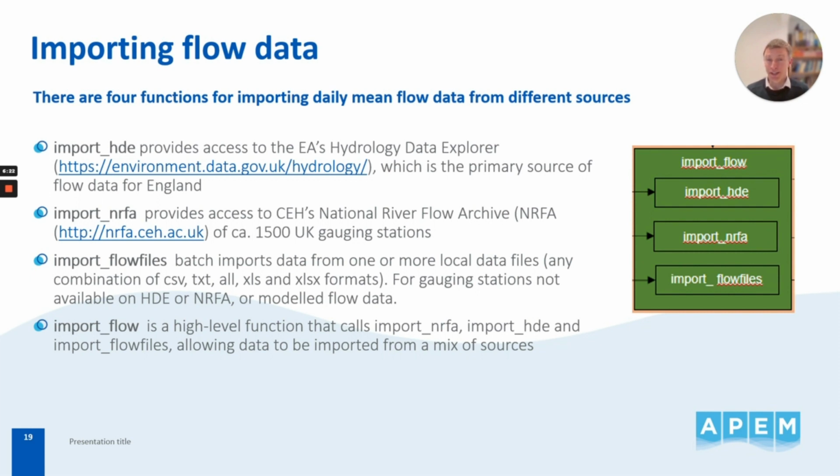The third function in the toolkit is called import flow files. So if the gauging stations that you're interested in are not available on the Hydrology Data Explorer or the National River Flow Archive, or if perhaps you're using modelled flow data, then import flow files allows you to batch import data from one or more local data files you already have stored on your machine.